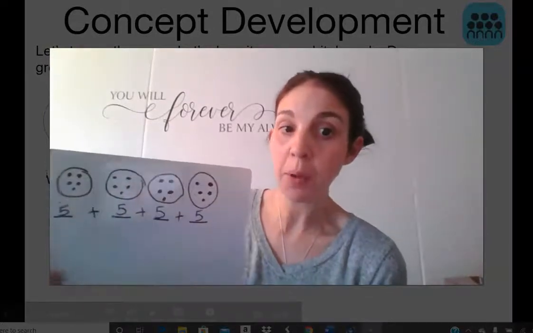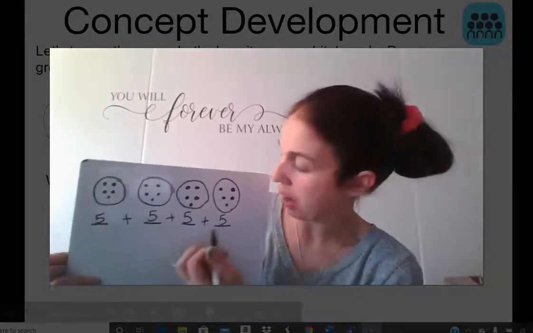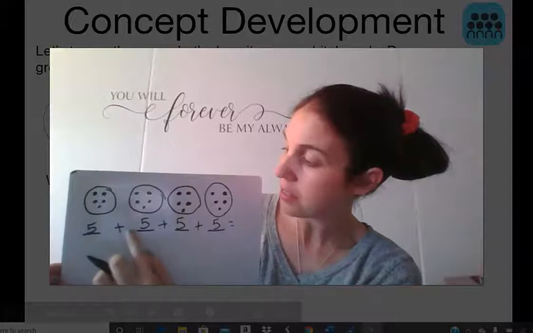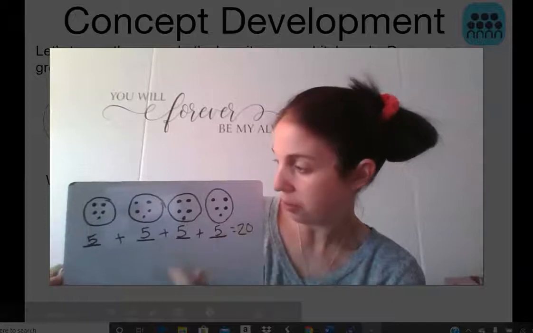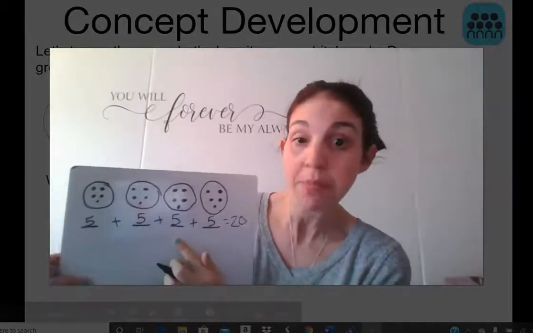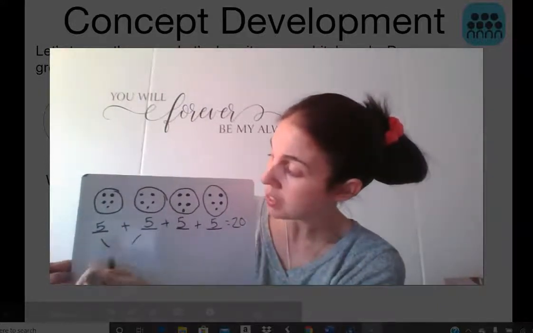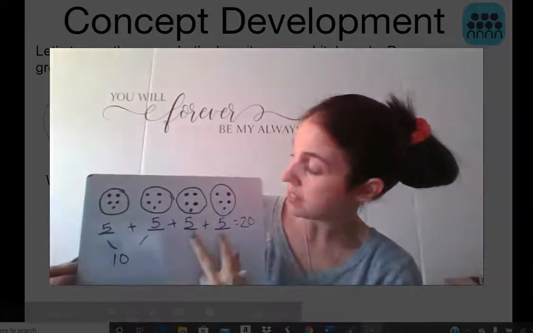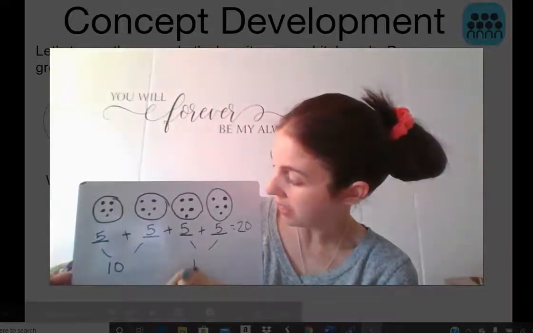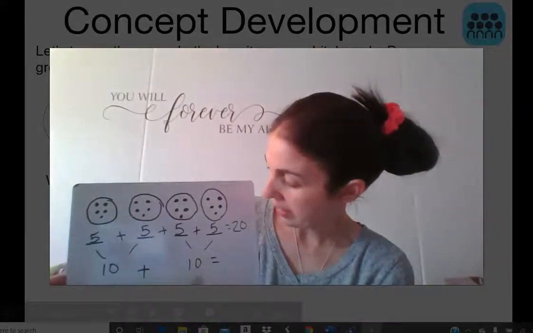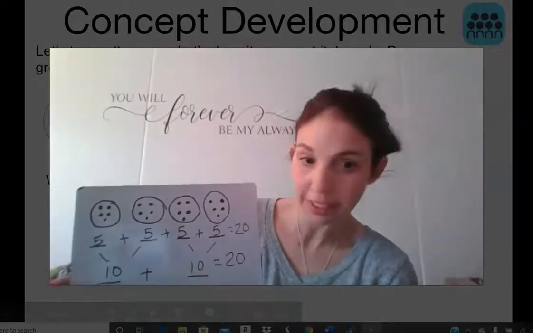Now, there's a couple ways that we could add this up. When I see 5s, I think about skip counting. We could skip count, and we could say 5, 10, 15, 20. So if you know how to skip count by 5s, that would be really easy. Or, I noticed that 5 plus 5 is a double, and 5 plus 5 equals 10. And I see another double, 5 plus 5 again, and 5 plus 5 equals 10. Now I just have to do 10 plus 10 equals 20.